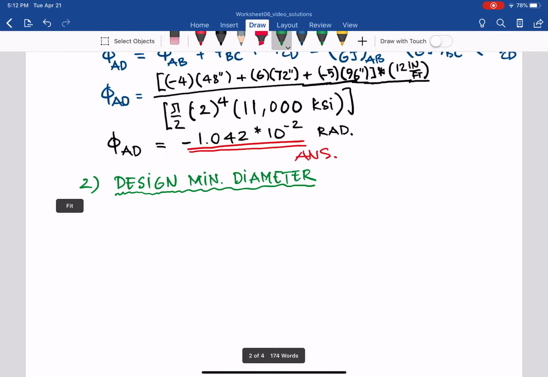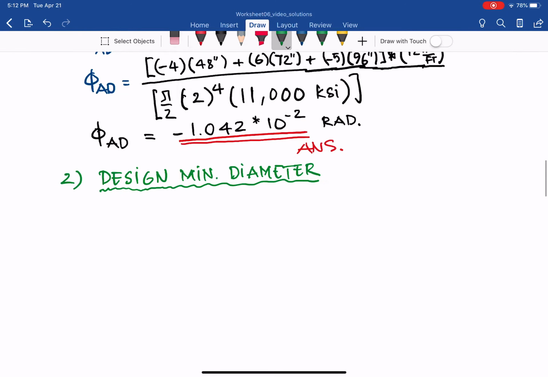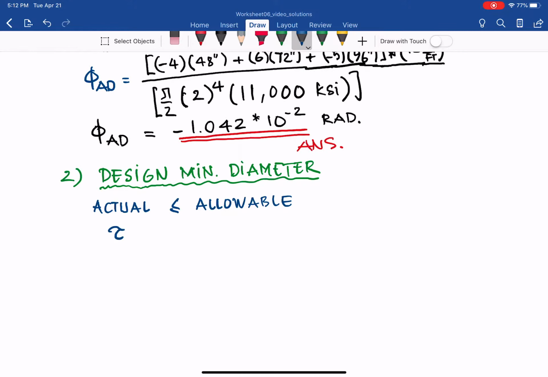So when it comes to design, you remember the general design equation: actual level less than allowable level. What is the level we are talking about here? That is the torsion, and torsion creates shear stress. So in this case, we mean the actual shear stress tau has to be less than tau allowable.